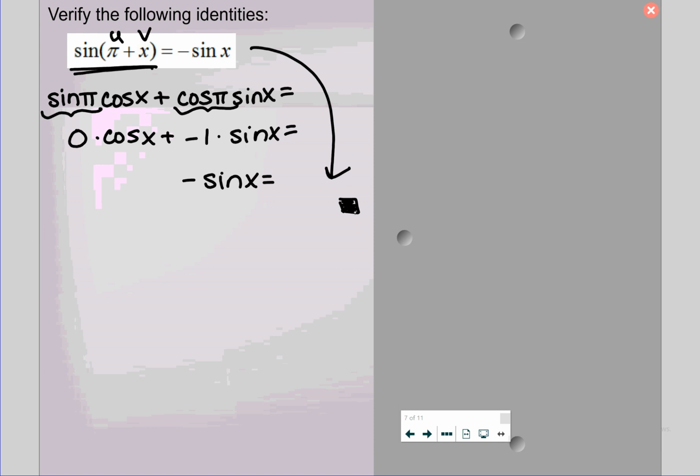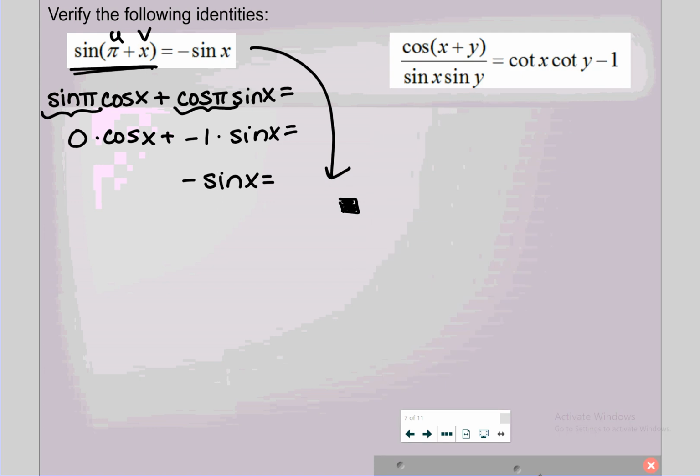Okay, so I see those 2 angles added or subtracted. First thing I'm doing is using my sum and difference identity, and then just simplifying where I can. Last problem of the day. One more proof.